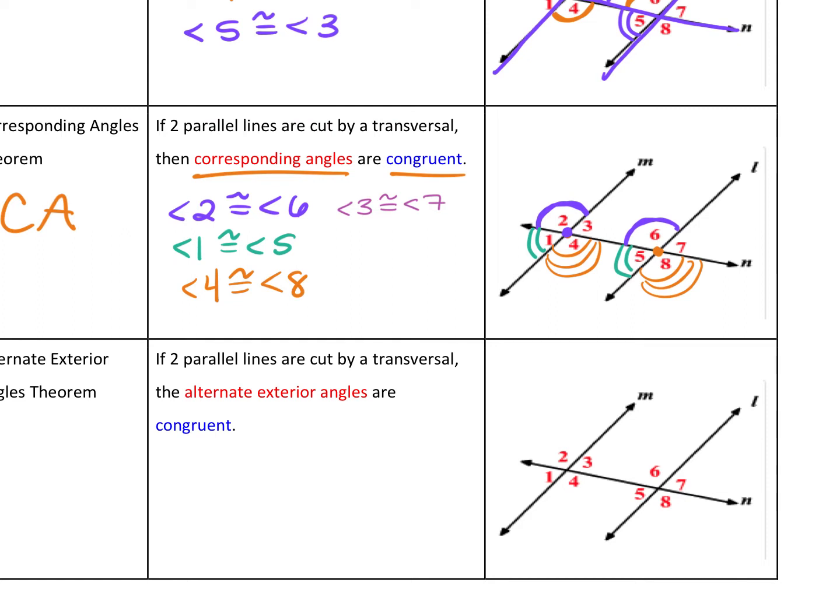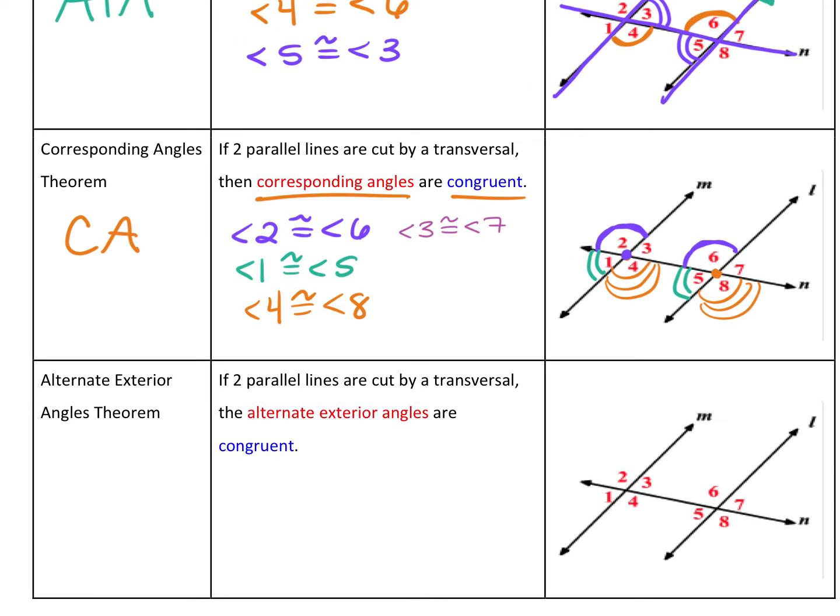So here's the idea. Corresponding angles are congruent. Corresponding with a C, congruent with a C. Same side are supplementary. Corresponding are congruent.